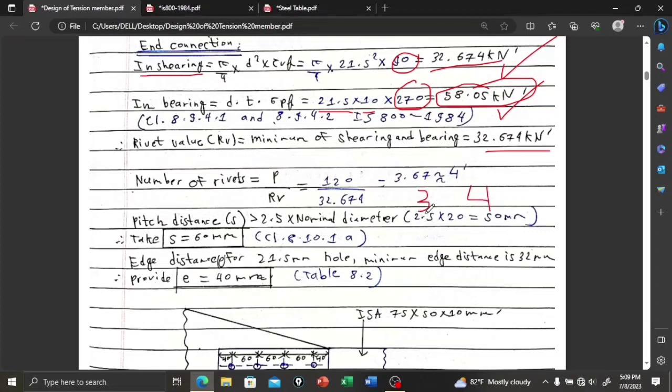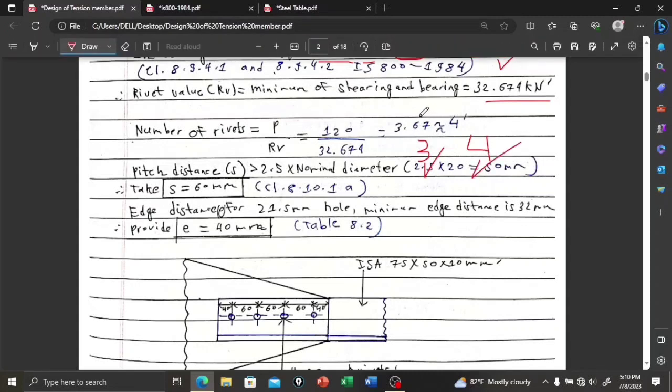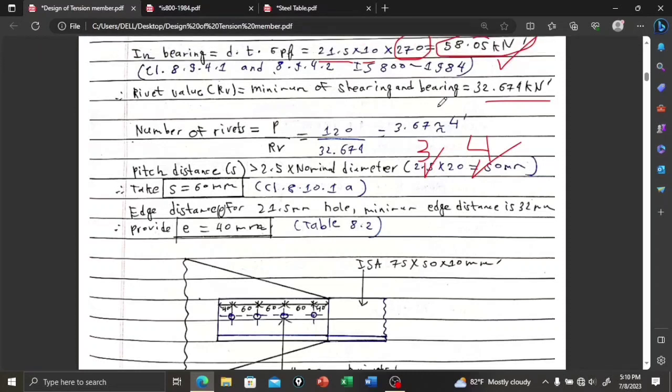If we choose 3 rivets, then this may tear, or this may fail by shearing, so it is not safe. So for safety, we choose higher. We should always round up, not round down, round up to 4.